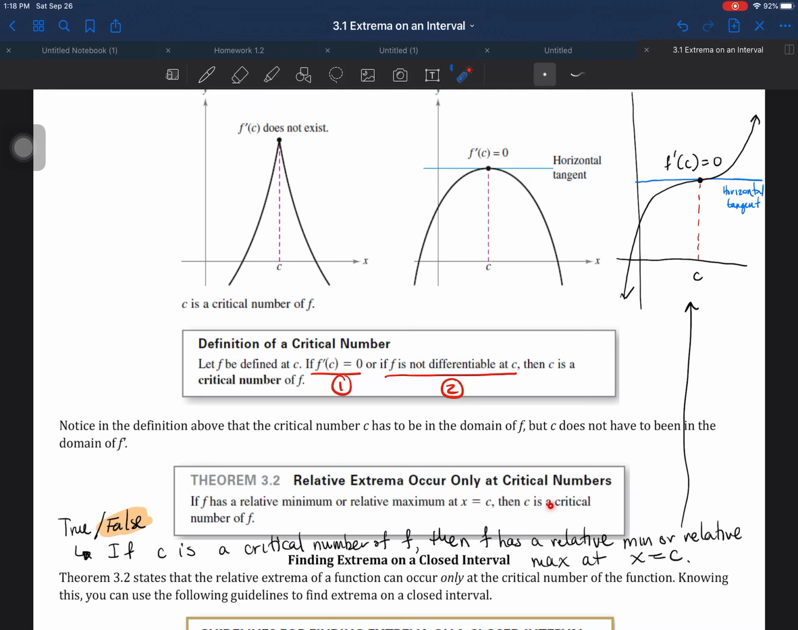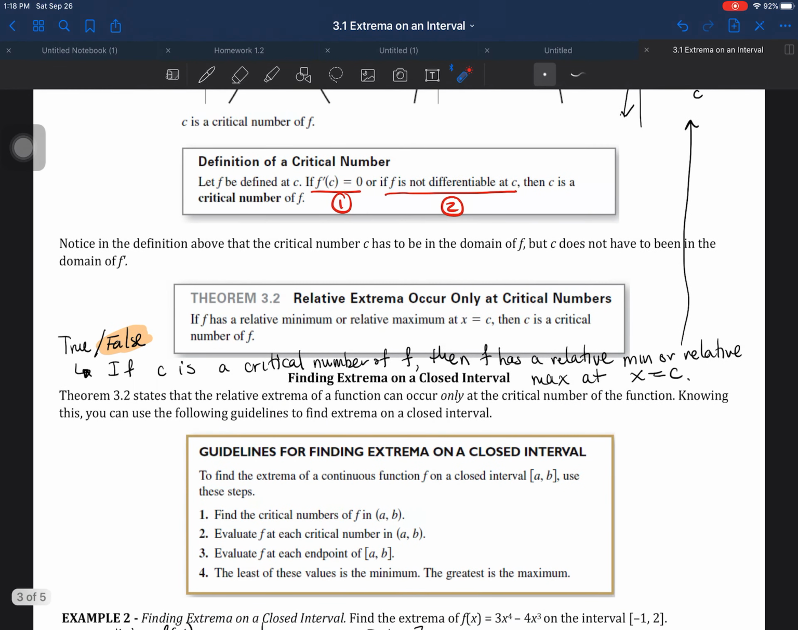This statement only goes one direction, right? If f has a relative min or relative max at c, then c is a critical number. But if c is a critical number, that does not guarantee it is a relative max or relative min.